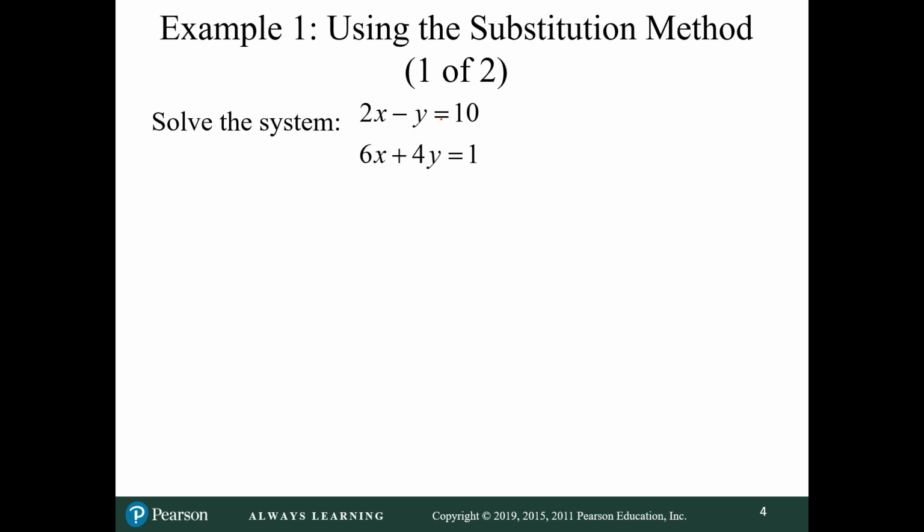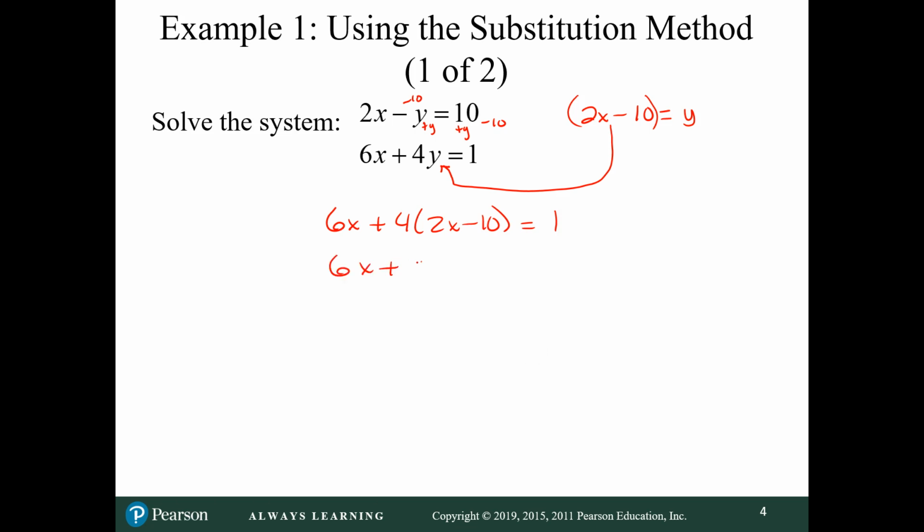Y in the top equation. So what I'm going to do is add y to both sides and subtract 10 from both sides. So I'm going to say 2x minus 10 equals y. We good with that? Everybody saw what just happened there. Okay. Then the substitution method says that I substitute what y is, and I put it in for y of the other equation. So 6x plus 4 times 2x minus 10 equals 1.